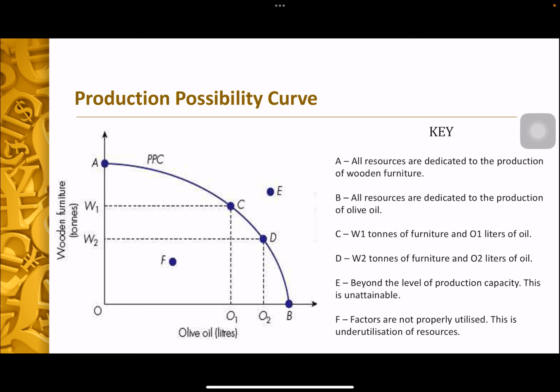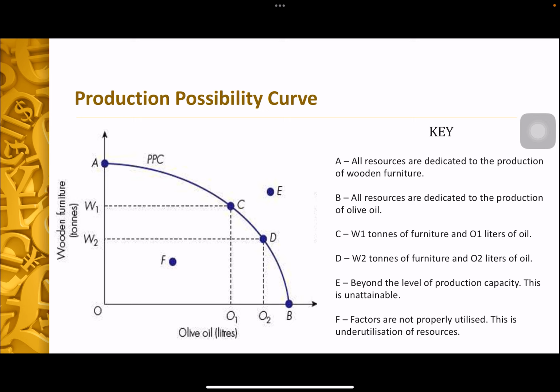Then we have point C and D. You can see at point C we can have W1 quantity of wooden furniture and O1 quantity of oil. On the other hand, if we want to lower the production of wooden furniture and increase the production of olive oil, then we have to move to point D. That means by sacrificing wooden furniture from W1 to W2, we can add more olive oil from O1 to O2.